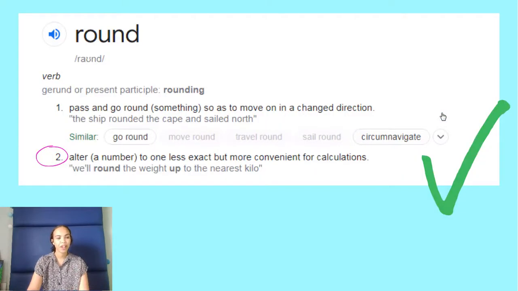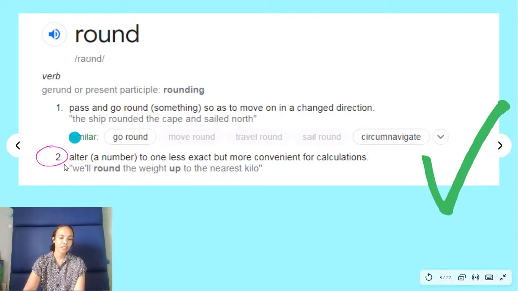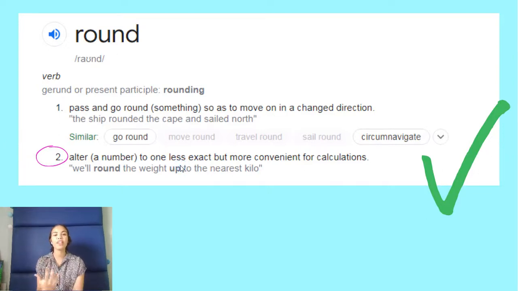So here we go. What is rounding? We're going to use definition number 2 over here. To round is to alter, to change a number to a less exact one. So it's not the same number, but it's quite close to the number, and it helps us to calculate easier. So if I round 56 to 60, and if I round 34 to 30, and altogether I've got 90, it's just easier for me to round that way. So we give and take depending on the number.